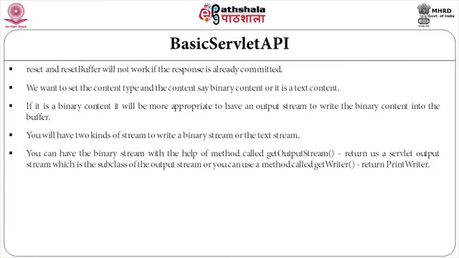Now, coming to the important part, the main thing, we want to fill some content into our buffer. For content, we might have selected a content type. The content type may be binary content or text content. If it is binary content, it would be more appropriate to have an output stream to be able to write the content. We know we have two types of streams, from our background in Java IO: the binary streams and the character streams.